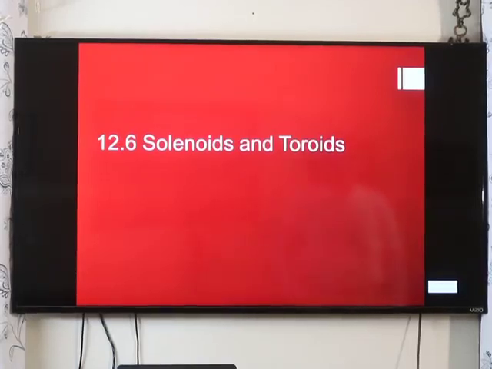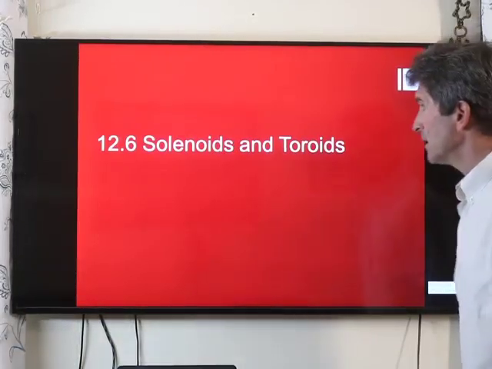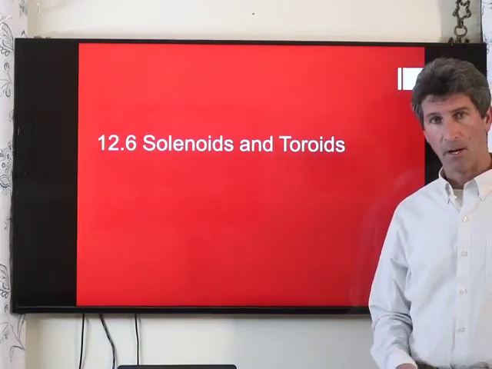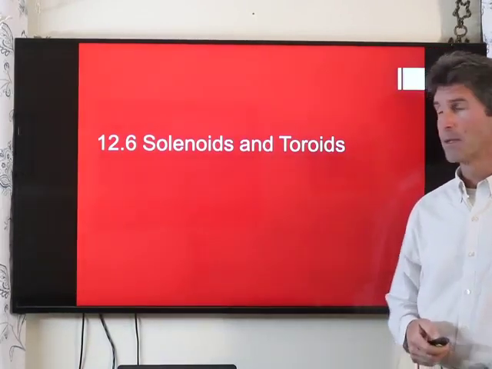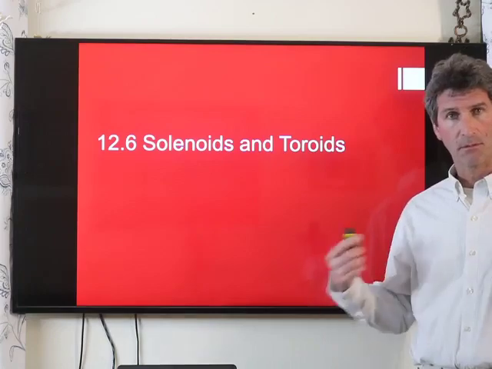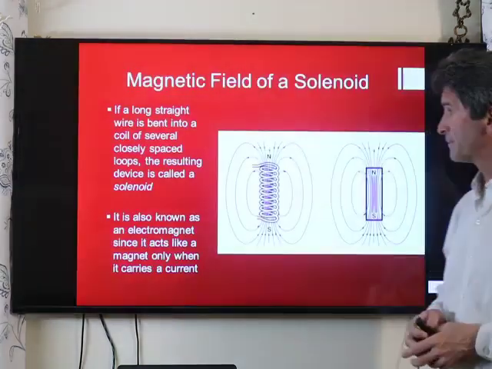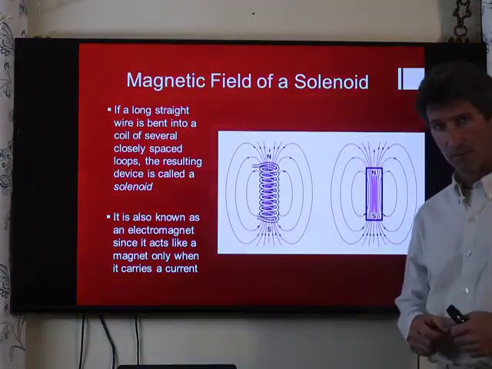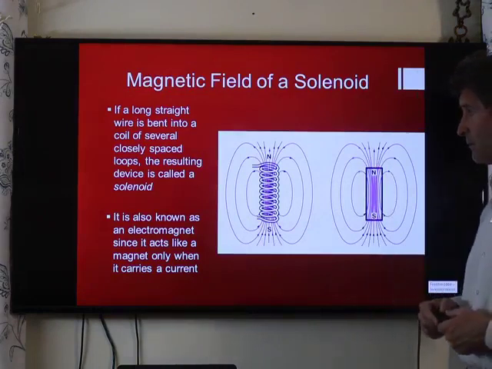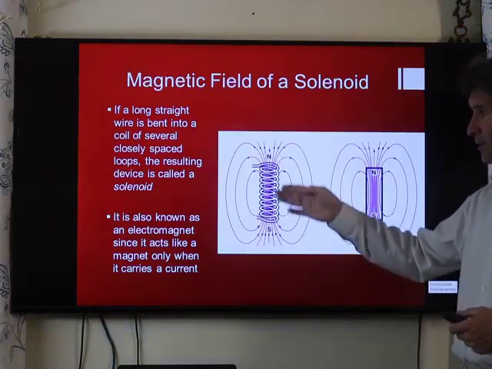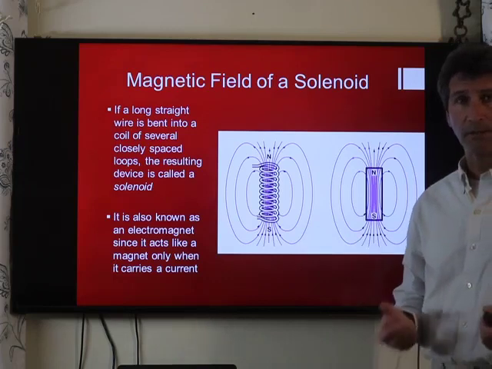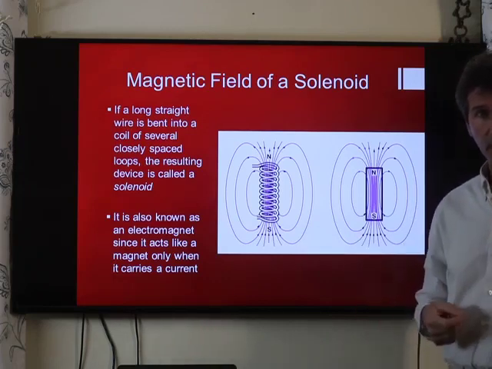Okay, solenoids and toroids. These are where we take a loop of wire and we actually wrap it around to create a larger, more intense magnetic field. Now, if we have a single loop of wire, we've already come up with the expression for the magnetic field. If we take multiple loops, we're simply multiplying the effect of a single path of current.